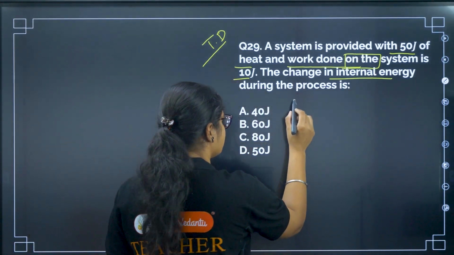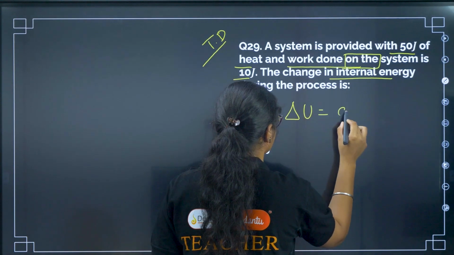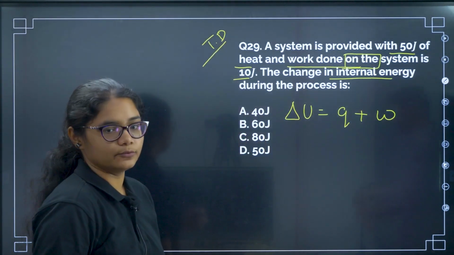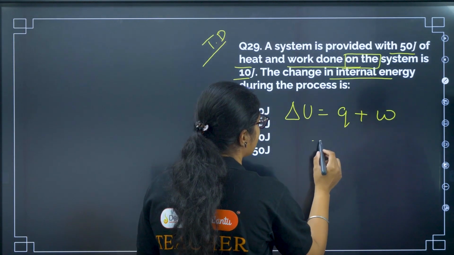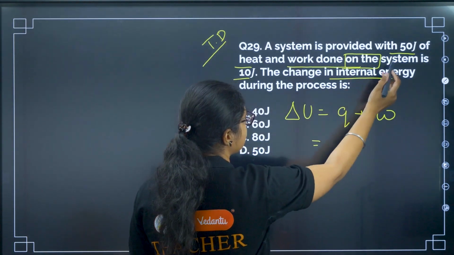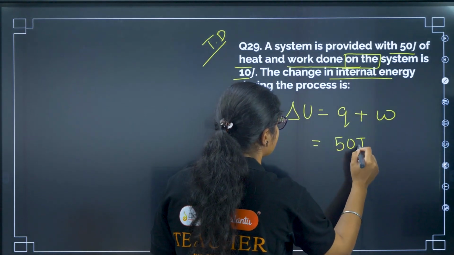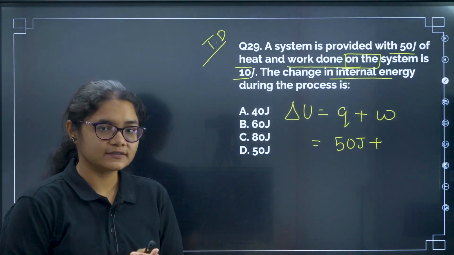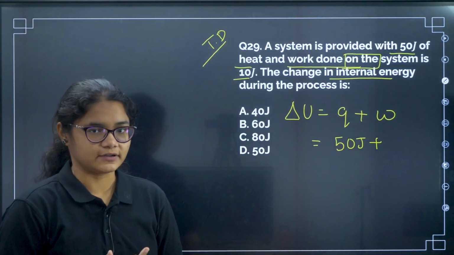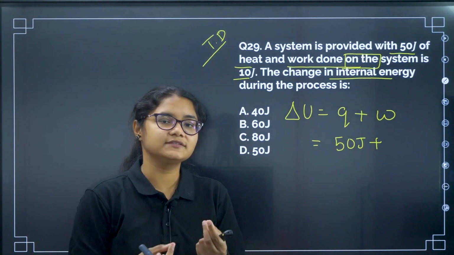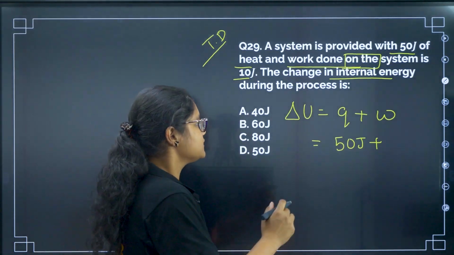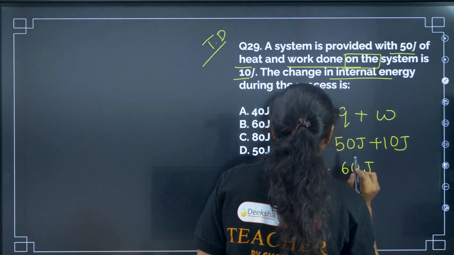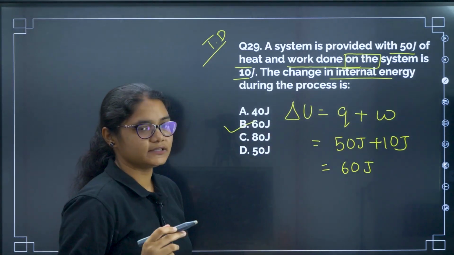We know the formula for the first law of thermodynamics, delta U is equal to Q plus W, right? Q is the heat provided, that is 50 joules, and W is the work done on the system. If work is done on the system, the sign convention will be positive. Similarly, heat is provided to the system, so Q will be positive. So W will be 10 joules. So we will get 60 joules, right? So the correct answer for this question is option B.